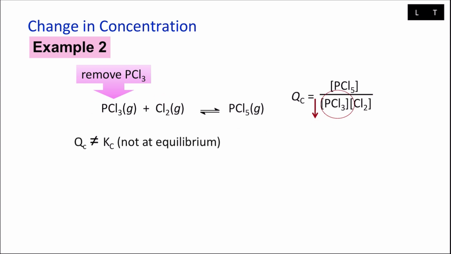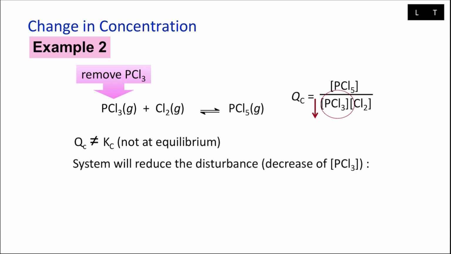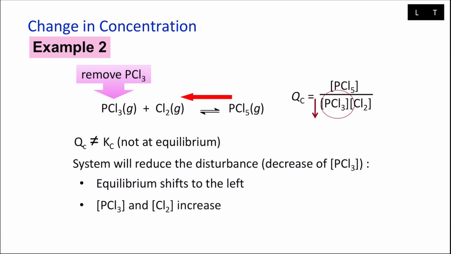Qc is not equal to Kc. The system is not in equilibrium. So the system will reduce the disturbance, dalam kes sekarang decrease of concentration PCl3, where the equilibrium will shift to the left. Kerana dekat sini kurang, dia nak tambah, so dia akan shift to the left. Dan what happen? Concentration of PCl3 dan concentration Cl2, my reactant akan bertambah sekiranya equilibrium sudah shifts to the left. But my concentration for the product PCl5 decreases.